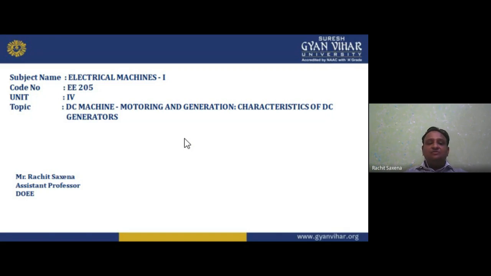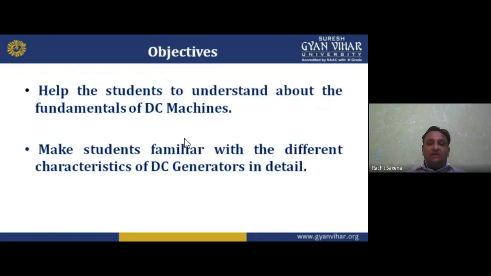Electrical Machine One is the subject name. Then the code is EE205. In the unit, the fourth topic which we are going to cover is the characteristics of DC generators. If I am delivering this lecture to you, my dear students, there is a basic concept for me.